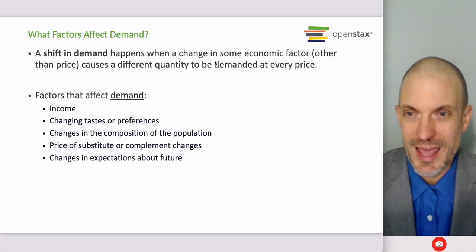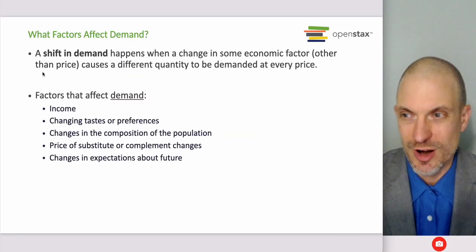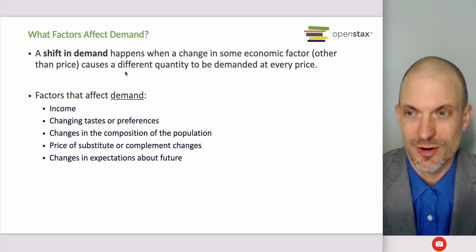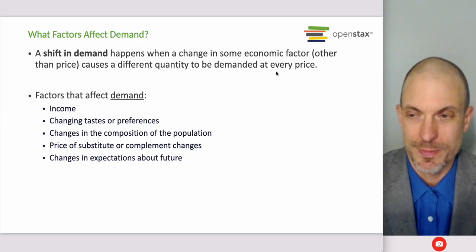Right, a shift in demand happens when a change in some economic factor other than price causes a different quantity to be demanded at every price. So factors that affect demand are income, put an asterisk next to that, because it matters: do you have a normal or inferior good?